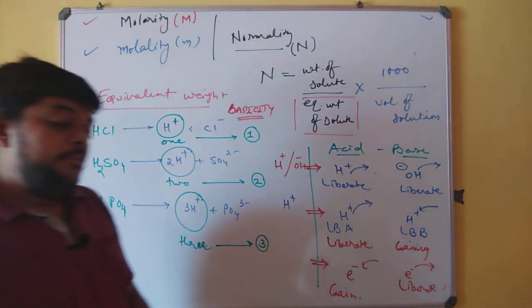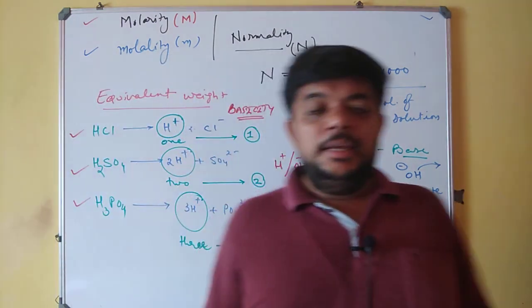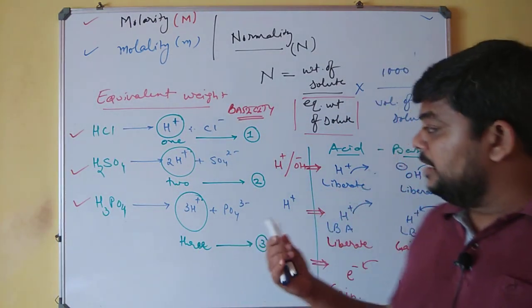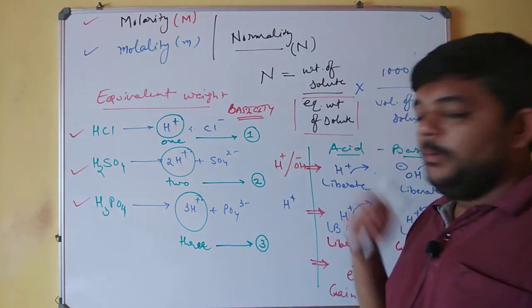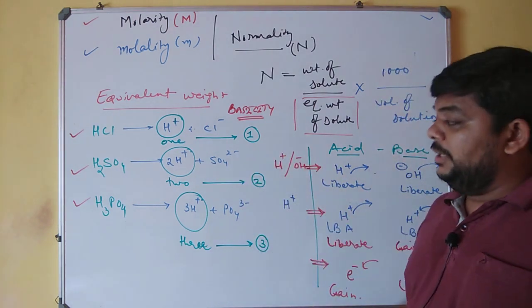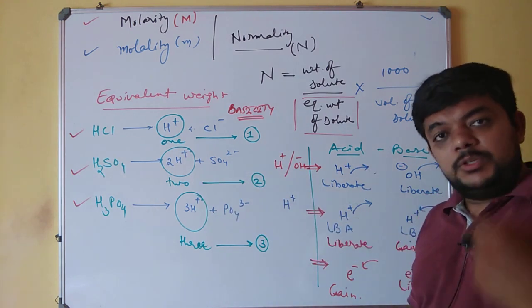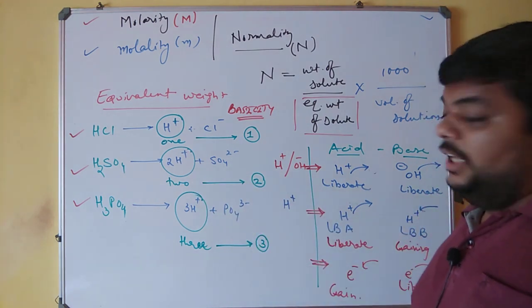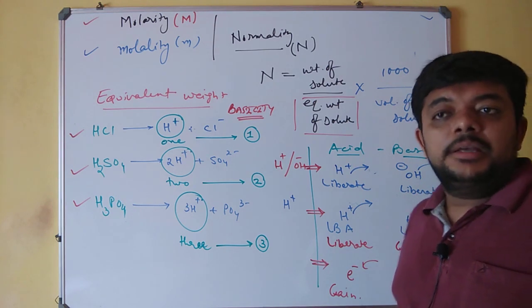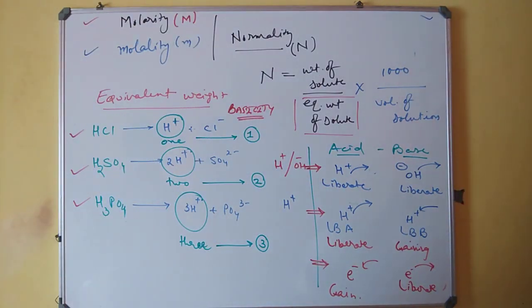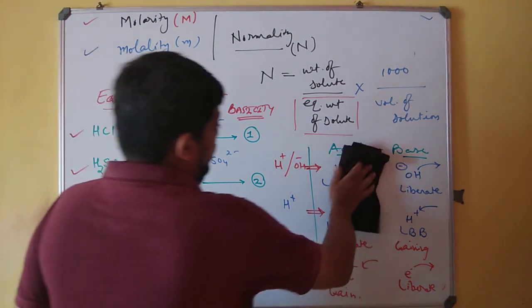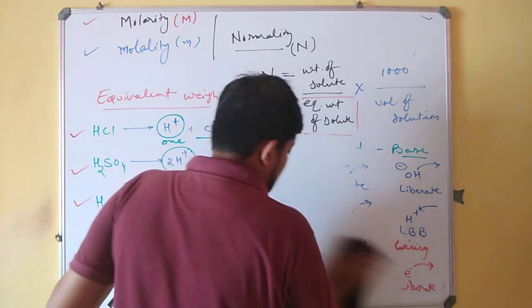Now, this equivalence for acid can also be termed as basicity. So remember this very well, that if I say HCl, what is its equivalence? Its equivalence will be 1. What is the basicity of the HCl acid? It is again 1. For H2SO4, the equivalence is 2, so the basicity is 2. And for H3PO4, the equivalence is 3, so the basicity is 3. This is how it works. So these were few examples correlated with acid.